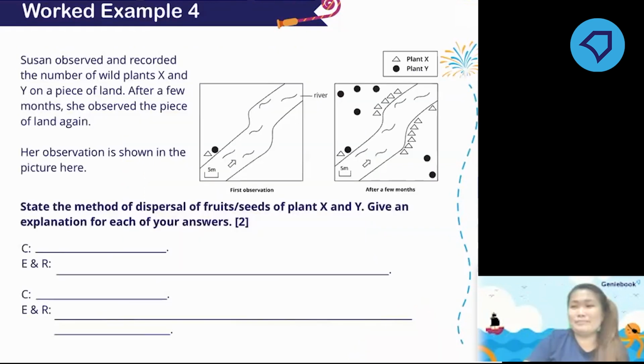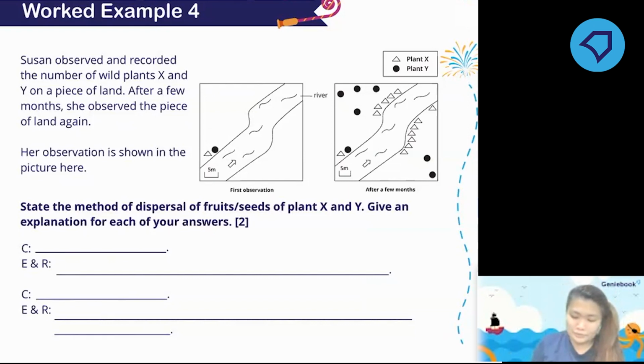Okay, let's play one more example. Susan observed and recorded the number of wild plants, X and Y, on a piece of island. A few months later, she observed the piece of land again and did her observation here. What you notice is that the first observation was initially the parent plant. You can see that it started off from here.